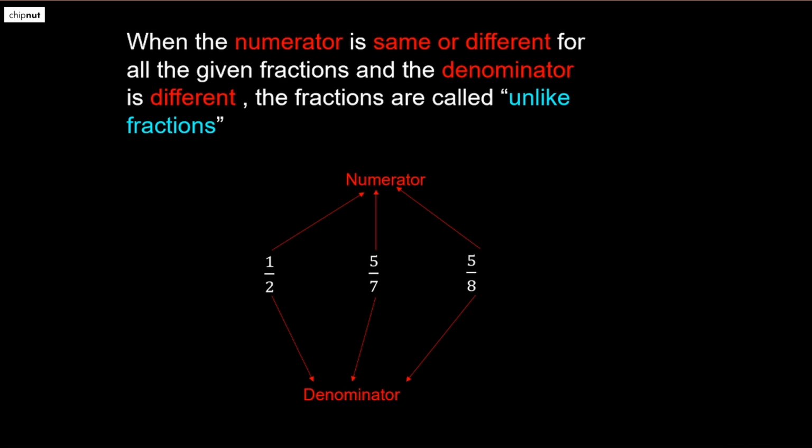That means we have taken a part from some whole object which is cut into different parts. So we cannot say that these are like fractions. They are not like, they are unlike fractions because the denominator is different. Numerator can be the same or different, but the denominator is different, hence it's called unlike fractions.